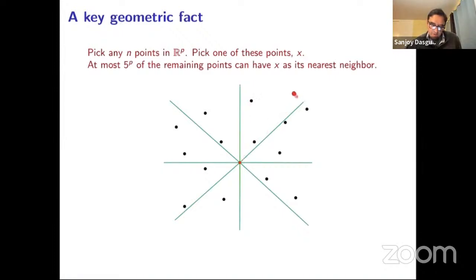Now, within any cone, only one of the points in the cone can have this as its nearest neighbor. If you look at this cone, for example, this point can have the red point as its nearest neighbor, but this one can't, because it's actually closer to this point, since the cone is so narrow. And this is why any one point can only be the nearest neighbor of a constant number of other points. This made it possible to show universal consistency, consistency in Euclidean spaces.